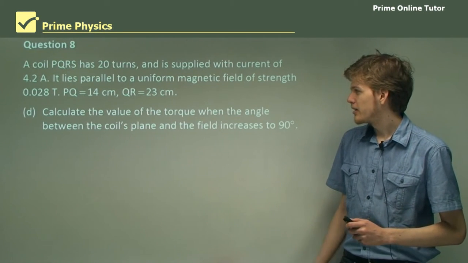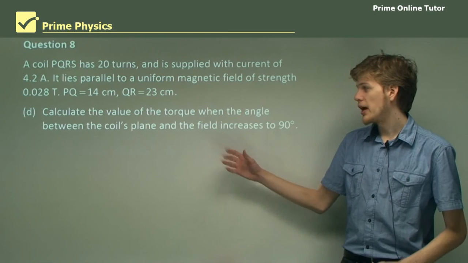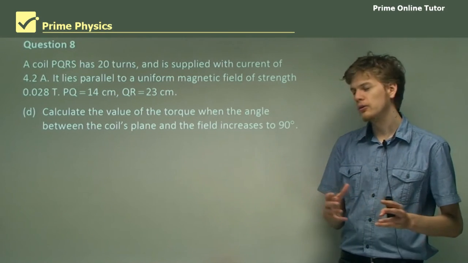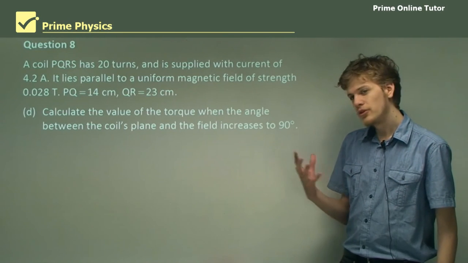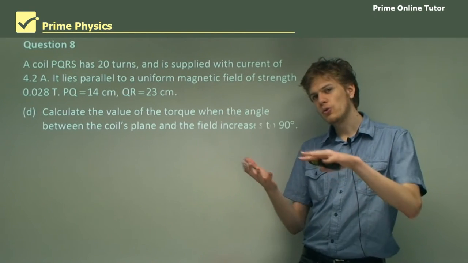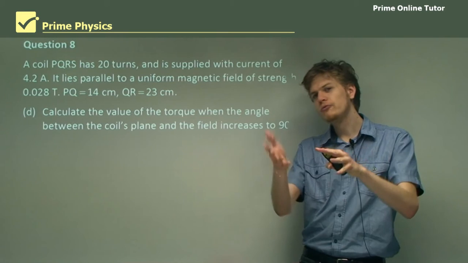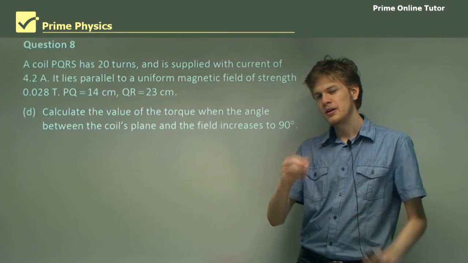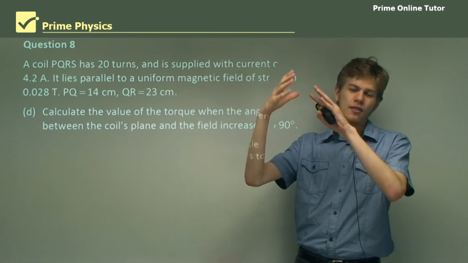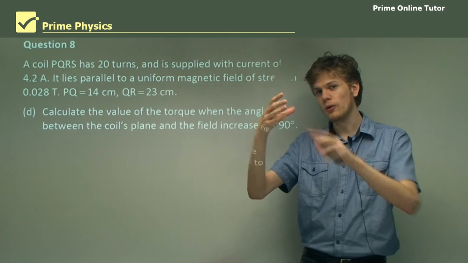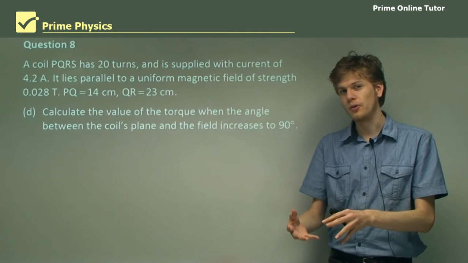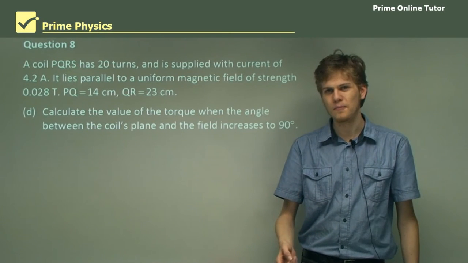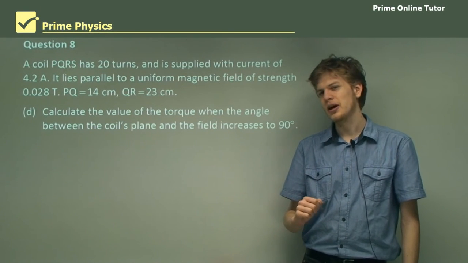D. Calculate the value of the torque when the angle between the coil's plane and the field increases to 90 degrees. So in this case, we have the coil turned all the way up to its vertical position. So the force at the top part of the coil is pulling the coil up, and the force at the bottom part of the coil is pulling the coil down. So what's going to happen to the torque?